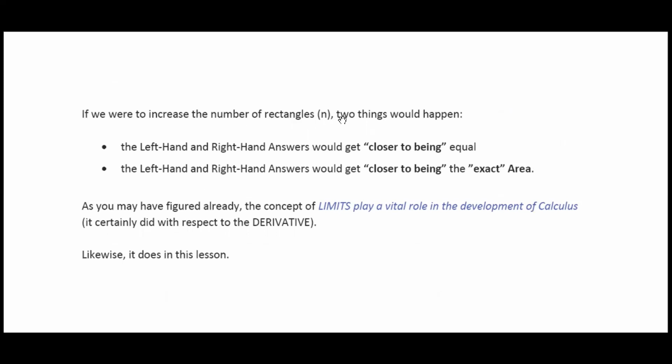if we increase the number of rectangles, two things happen. The left-hand and right-hand answers get closer to being equal, okay? The left and right-hand answers get closer to being equal. If you increase the number of rectangles, the left-hand answer and the right-hand answer get closer to getting the exact area.